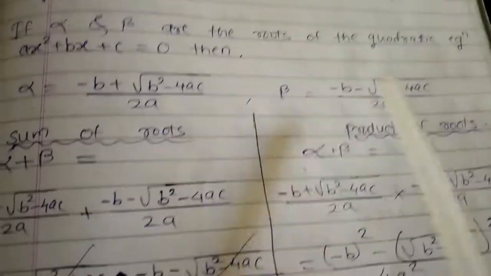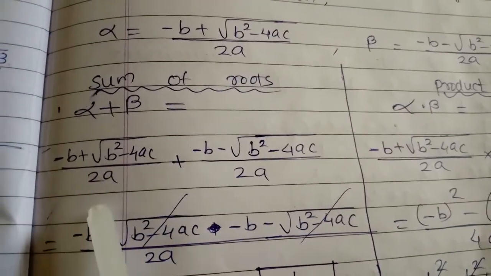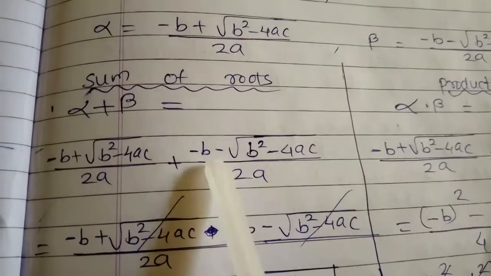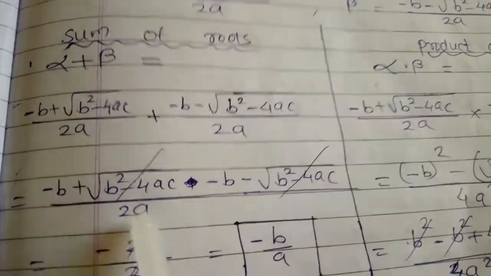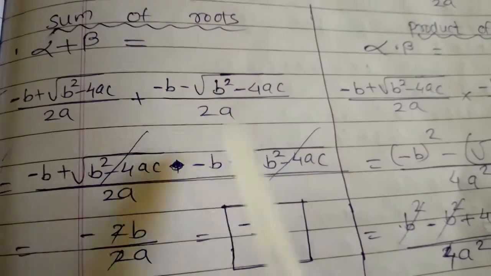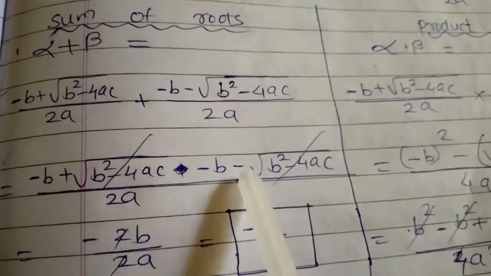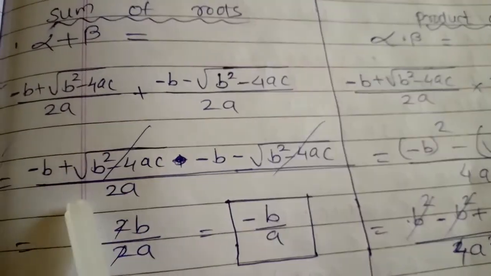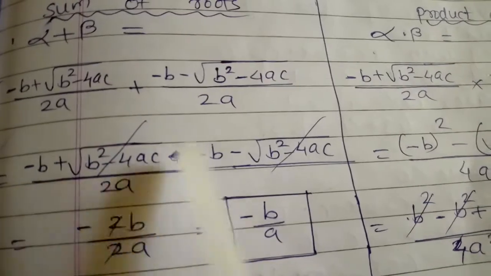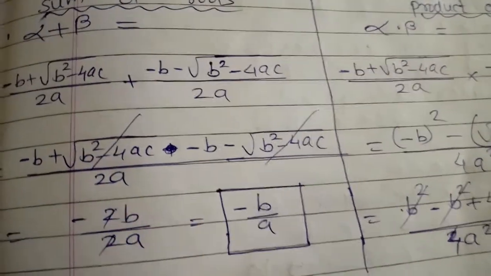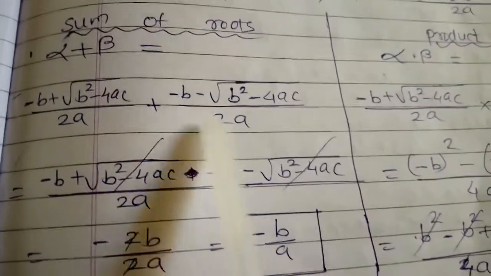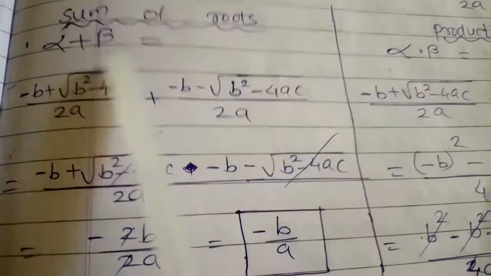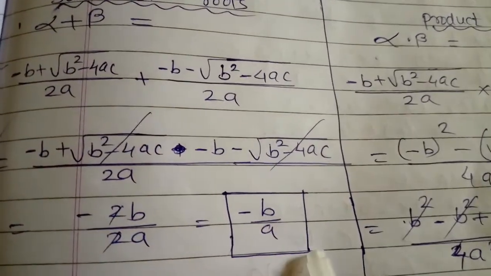So alpha plus beta, we take the addition of these two. Minus b plus root b square minus 4ac upon 2a, plus the same value with the negative sign here, there is only a change in this sign. So we take the LCM. We write minus b plus root b square minus 4ac, this minus b as it is, and minus root b square minus 4ac. So this root will get cancelled, minus b and minus b, we get minus 2b. This 2 cancels with this 2, and we get minus b upon a. So this is the formula for the sum of the roots, that is alpha plus beta is equal to minus b upon a.